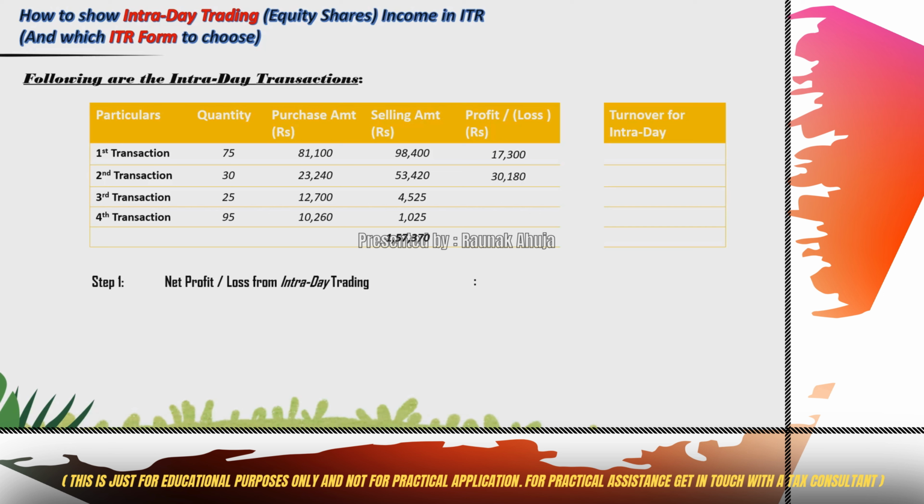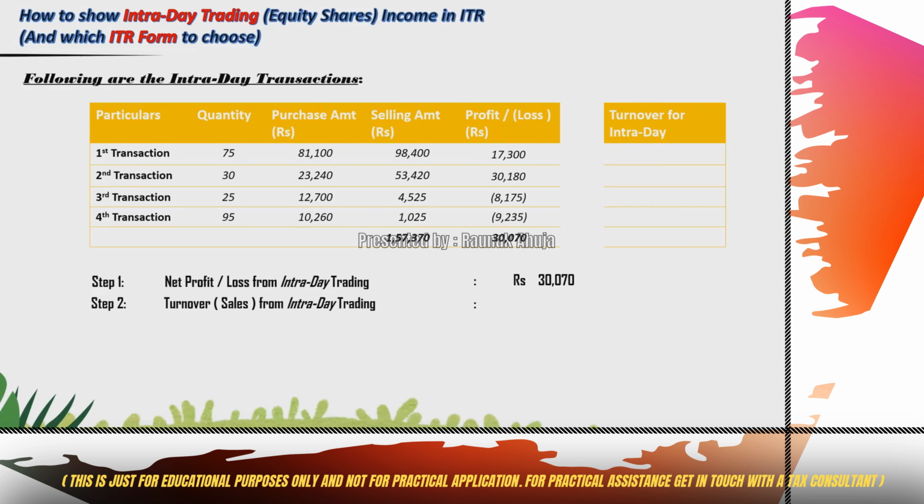That would be... and a loss of 9,235. Now, the sum total of the profit or loss that has been incurred by the taxpayer is 30,070 rupees. So, the answer to step 1 would be 30,070 rupees. Now, the next step would be to calculate the turnover from the intraday trading.